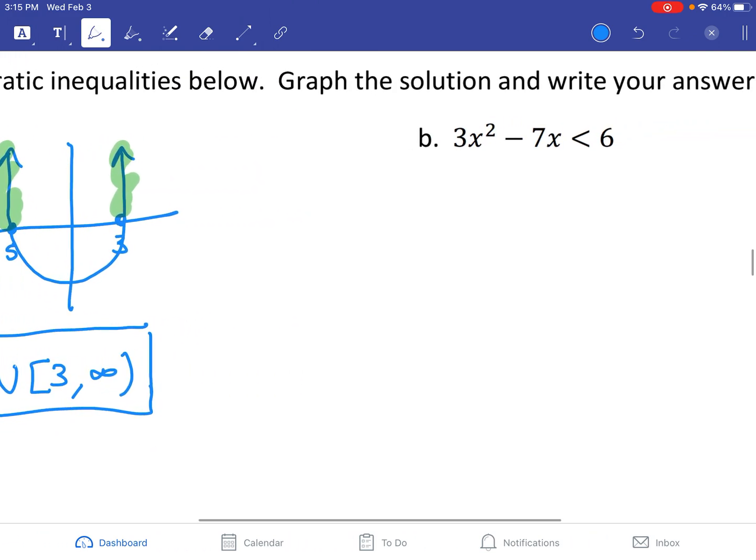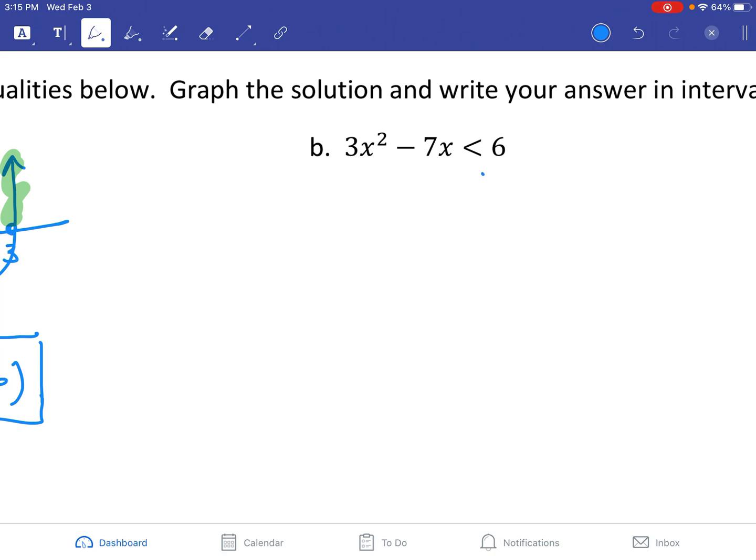For part B, again, we've got to set this equal to 0, so we're going to subtract 6 from both sides. So we have 3x squared minus 7x minus 6 is less than 0.